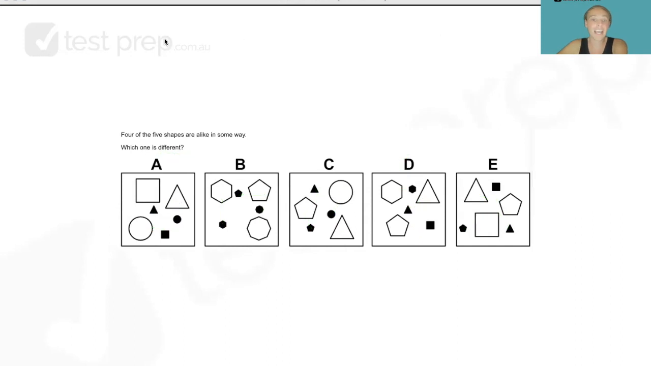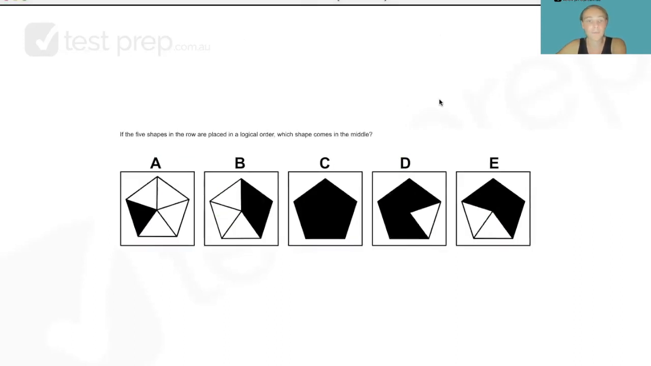That being said, let's look at a new strategy. Let's get into the pattern questions. So here we've got a pattern question. We've got 5 of the shapes placed in a logical order, which is in the middle. So that doesn't mean they're currently 1 through 5. We need to put them 1 through 5.